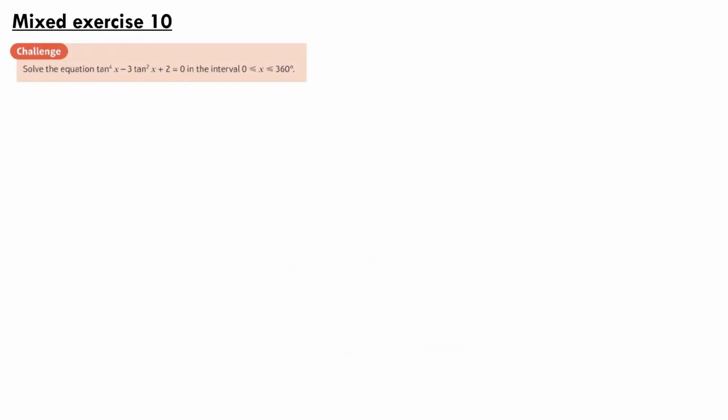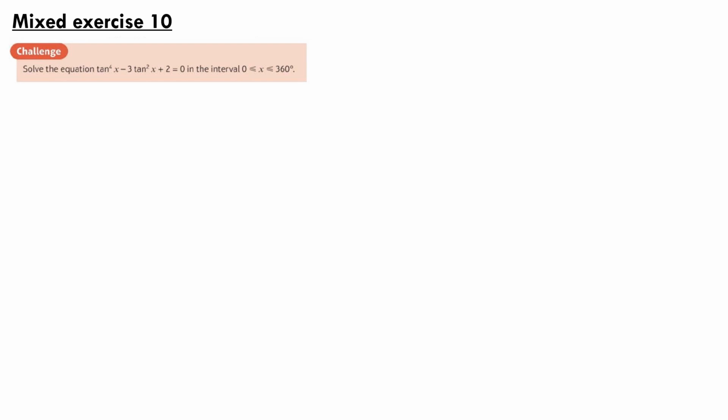And now our last question for mixed exercise 10. Solve the equation tan to the power 4 x minus 3 tan squared x plus 2 is equal to 0, in the interval 0 is less than or equal to x is less than or equal to 360 degrees.